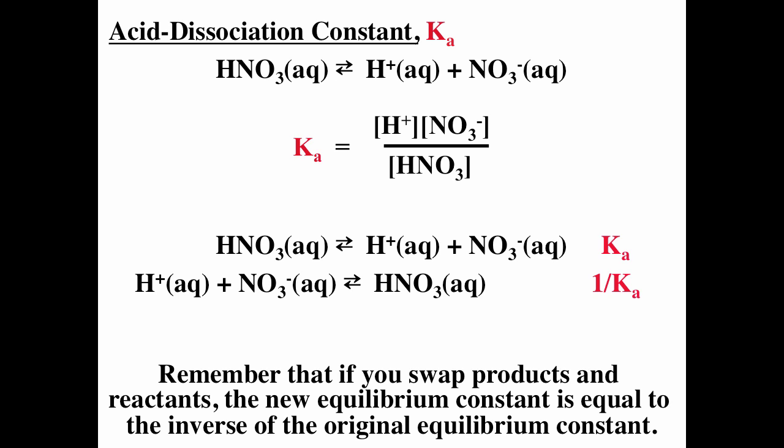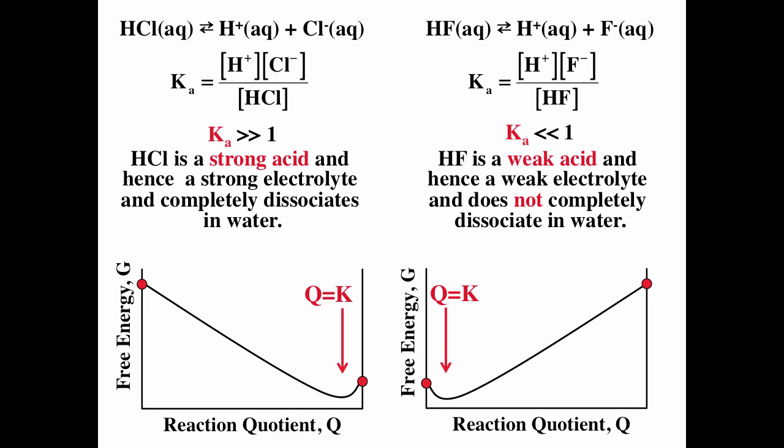Ka is actually how we determine the strength of an acid. Typically when we're talking about a strong acid, we mean it completely dissociates. We're not talking about how well it dissolves something. Based on how much dissociates, we call HCl a strong acid. If you add HCl to water, most of the HCl molecules actually break apart. It has a very large Ka.